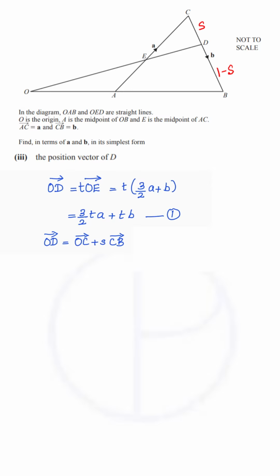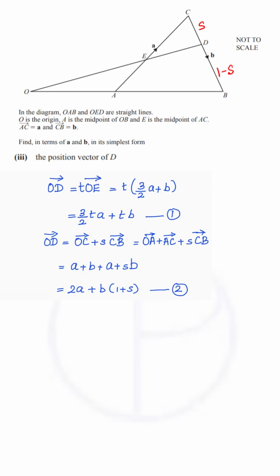Vector OC is vector OA plus vector AC, plus S times vector CB. OA is A plus B and vector AC is A, plus S times vector CB is B. Mark this as 2. Now compare the coefficients in equation 1 and 2.